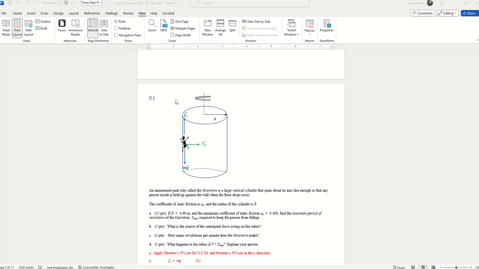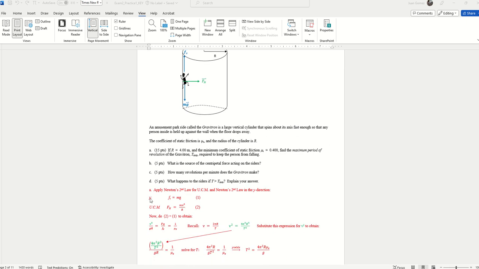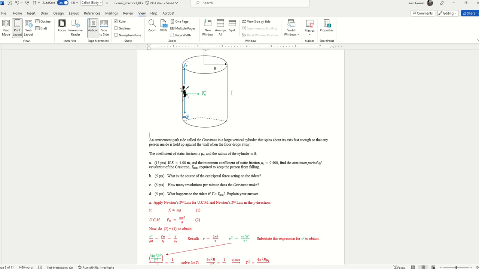So let me apply Newton's second law in the y direction. Remember, the person is not accelerating in the y direction. He's held stationary. So Fs must equal mg. In the y direction, Newton's second law gives me Fs equals mg. Not complicated. There are only two forces acting in the y direction. The rider is not accelerating in the y direction, therefore Fs has to equal mg.